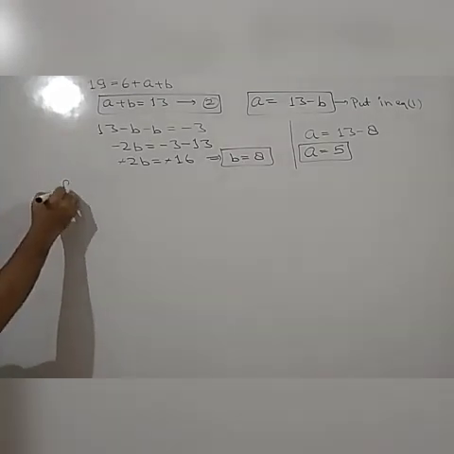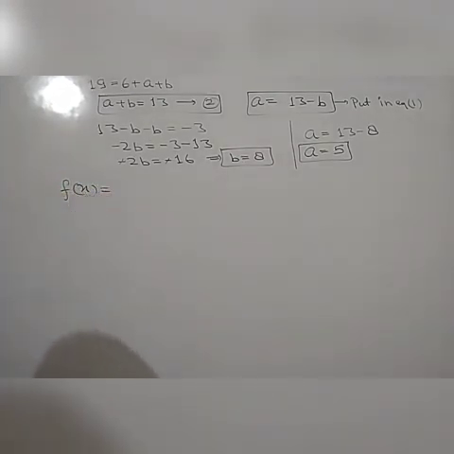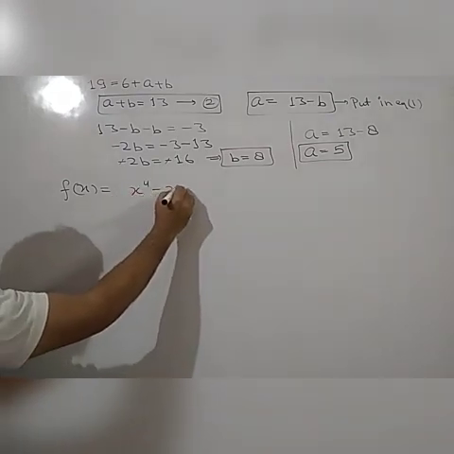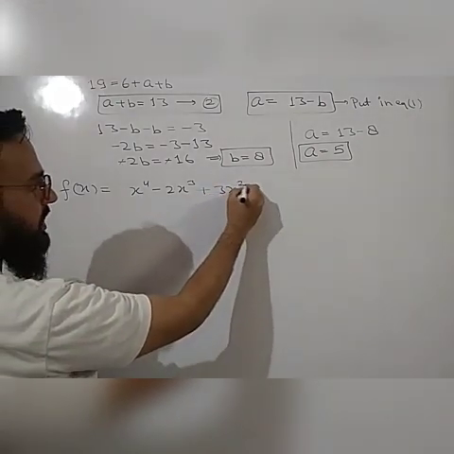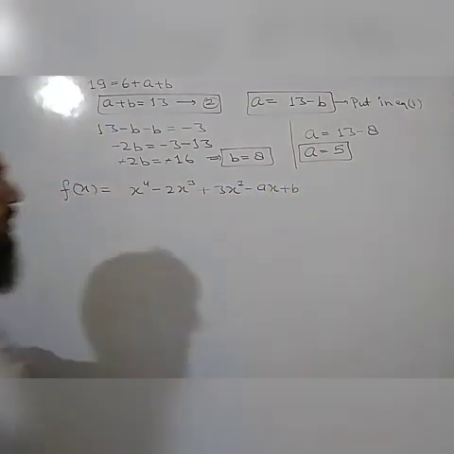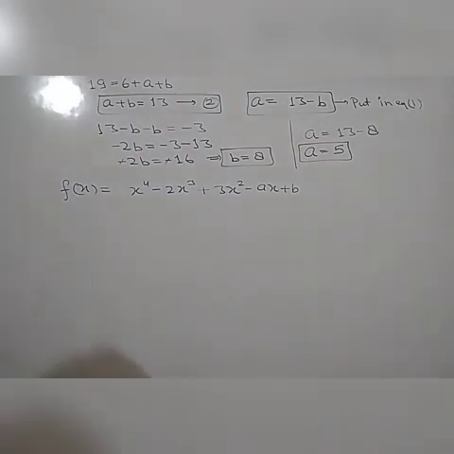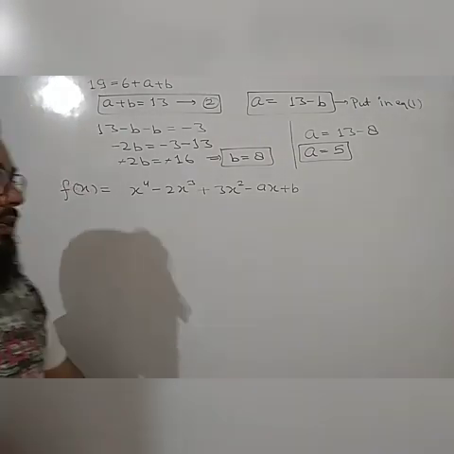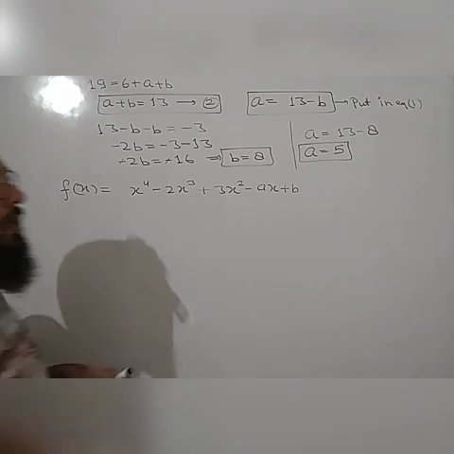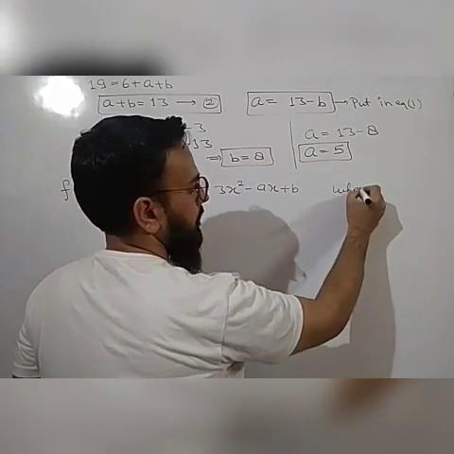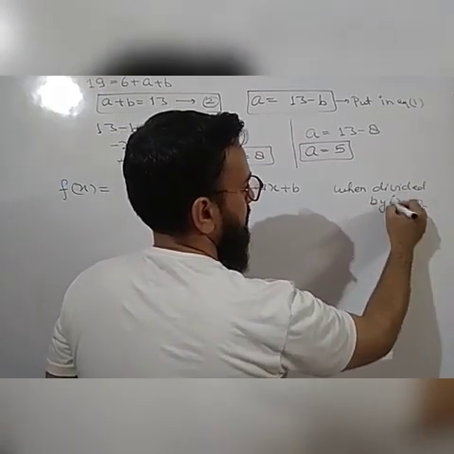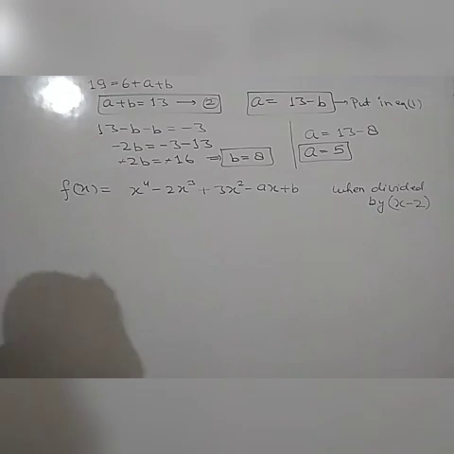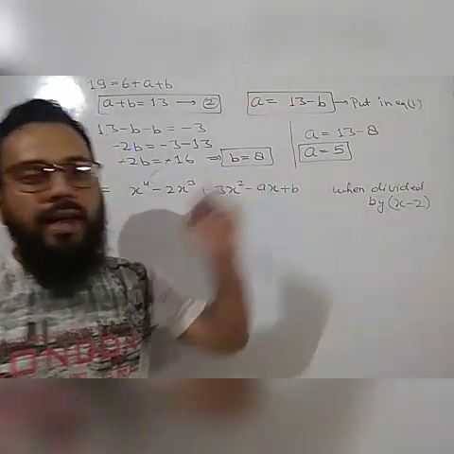Now the given polynomial was f(x) is equal to x to the power 4 minus 2x cube plus 3x square minus ax plus b. This was the polynomial f(x). So what is the question which is further asked? The question is that we have to find the remainder of this polynomial when divided by x minus 2.